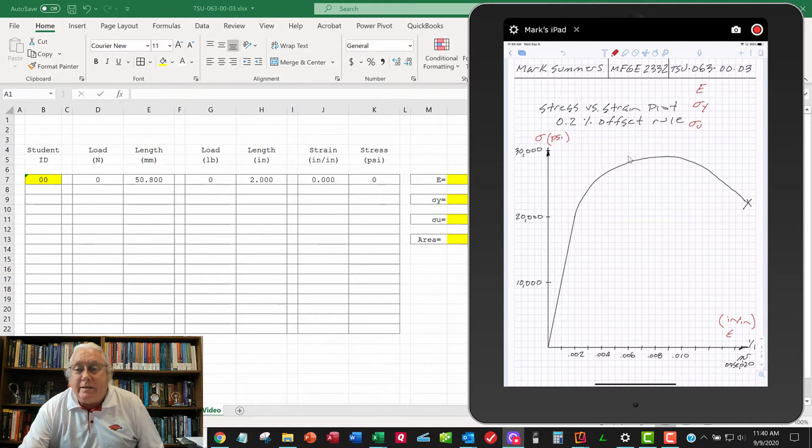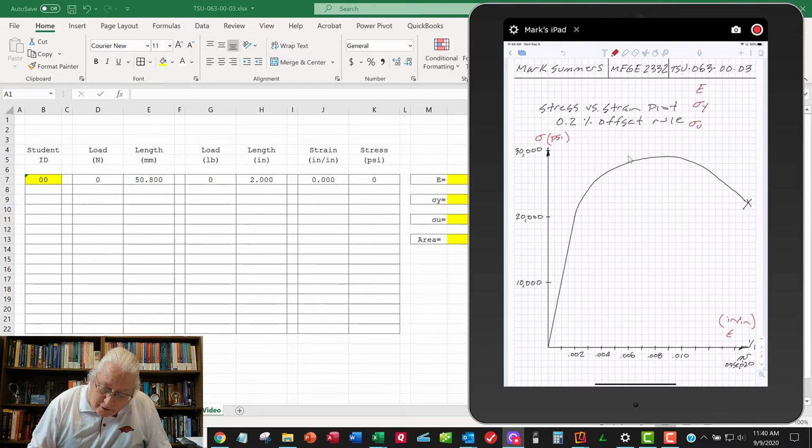The ultimate stress is easy because all we need to do is read off the maximum stress on the stress strain curve. And so looking at my chart here, looks like this point right here is the maximum stress. So if I walk over to the y-axis here, this is 20,000, so 1, 2, 3, 4, 5, 6, 7, 8, 9, 10. So they're 1,000 psi increments, so the ultimate stress we can write down is 29,000 psi.